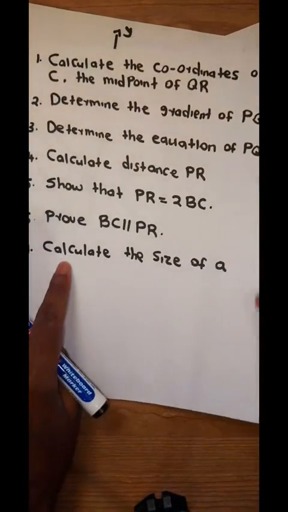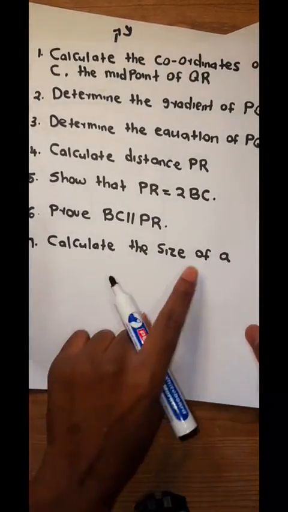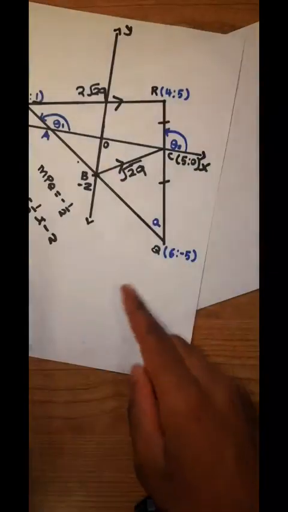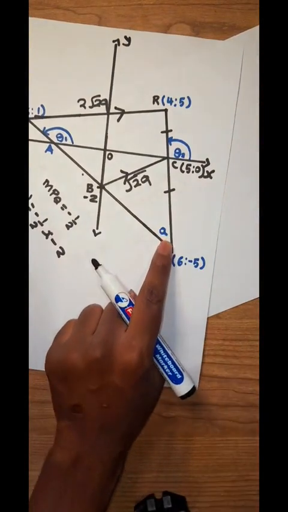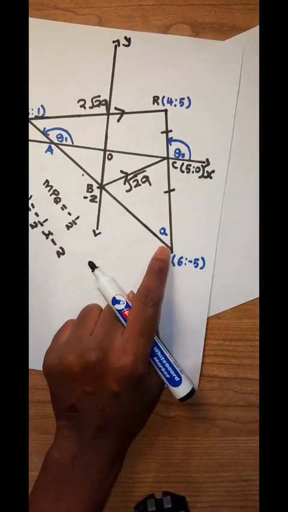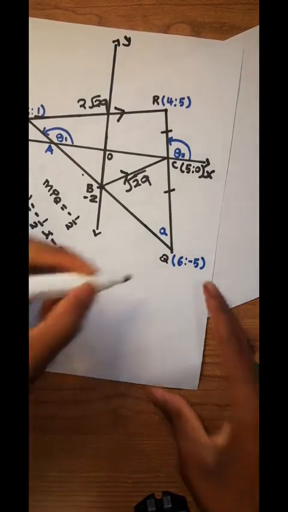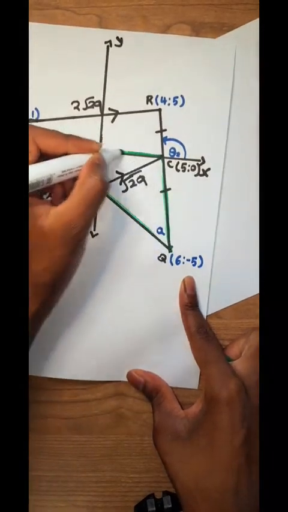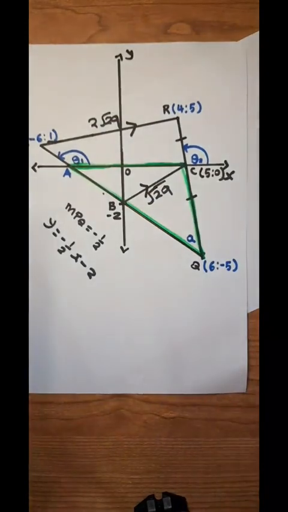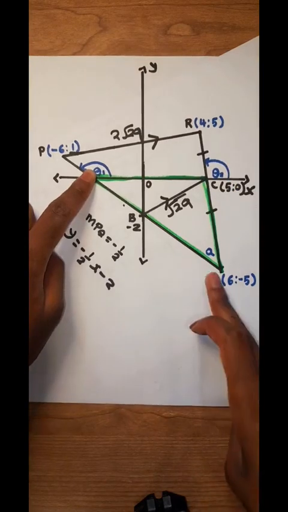The last question says, calculate the size of A, right? Now, not the distance, the size of A. We need to calculate the size of A. Now, what do we do to calculate the size of A? Well, I want us to look at this triangle. Let me just mark it quickly. I'm marking it now. Why do you want us to look at this triangle? Because I see this incline, and I see this angle.